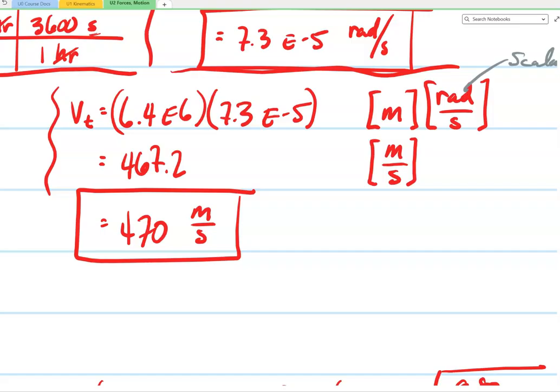And with our dimensional analysis, we have a measure of meters and radians per second. Again, recall that a radian is a scalar, so it's effectively unitless in this computation. We have a meter times 1 over seconds, or meter divided by second. Meters per second is the measure that we're after.